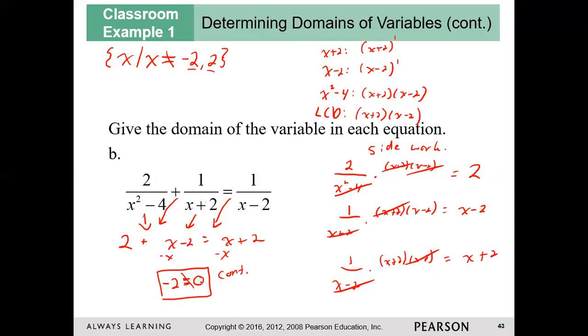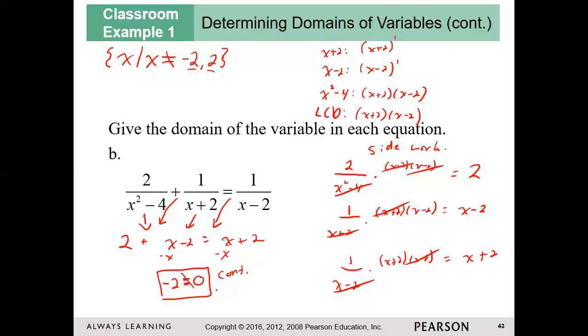So again, your variables disappear, and you're left with a true statement. 0 is equal to 0, 17 is equal to 17. You're left with some true statement. That would be the identity, which leads to all real numbers. Now, all real numbers except for these two. Remember, these guys are not in the domain, so they will never be part of a solution set because they're forcing these rational expressions to be undefined.